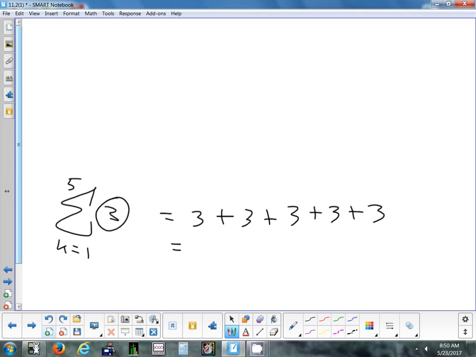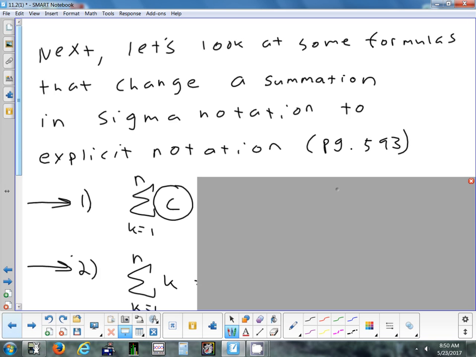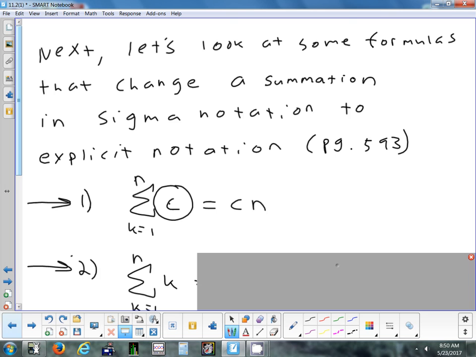3 what? Not 3 to a power, but we're on the right track. I want you to think of it that way. Don't think of it as 15. 3, exactly. In this case, it's 3 times 5. You're adding up the number 3 5 times. You're adding up the number c n times. C times n. Okay, so that's one step easier than the one we just did. Just adding up a constant over and over.